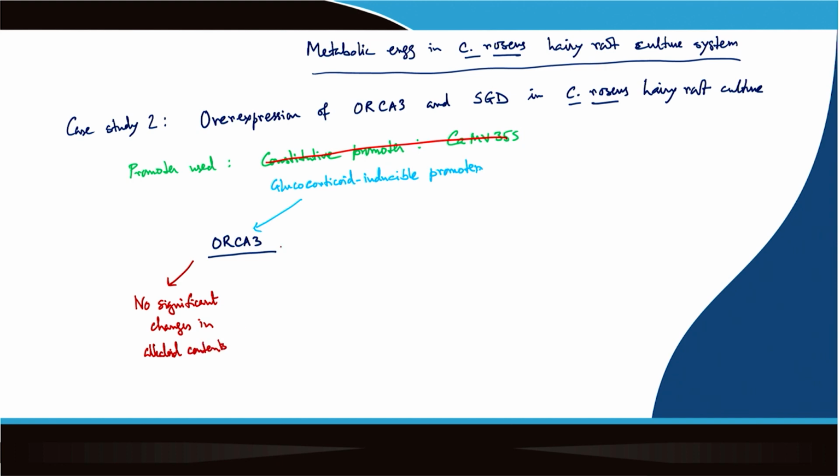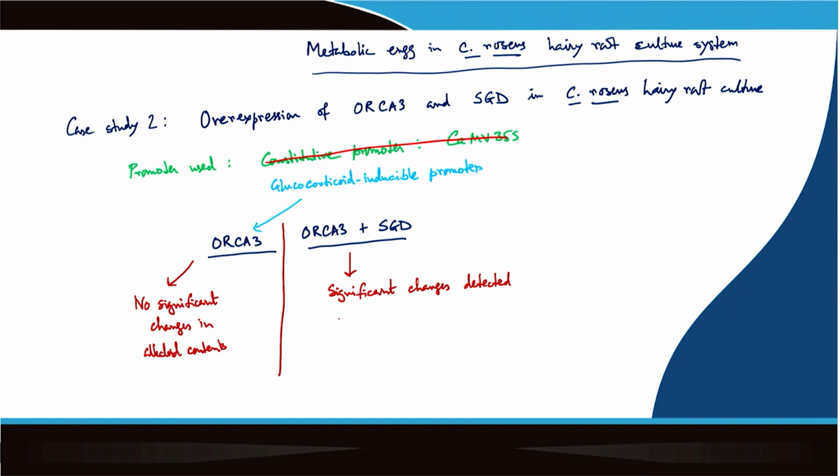However, when ORCA3 plus SGD, both genes were put in the construct under the control of a glucocorticoid inducible promoter, that leads to detectable changes in the alkaloid content. So, significant changes detected.